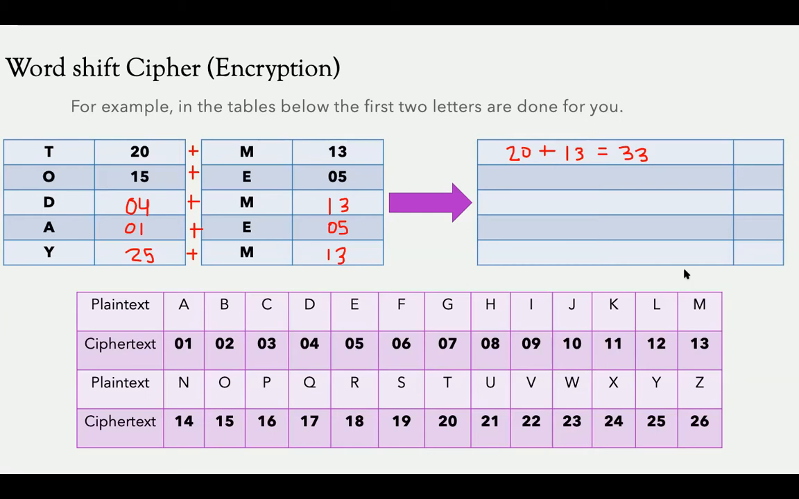But since our alphabet is 26 letters, which is 1 through 26, what we can do is subtract. If we took 33 and subtracted 26, because that's the number of letters in the alphabet, what value do we get? 7. 7. And what letter is 7? G. G.